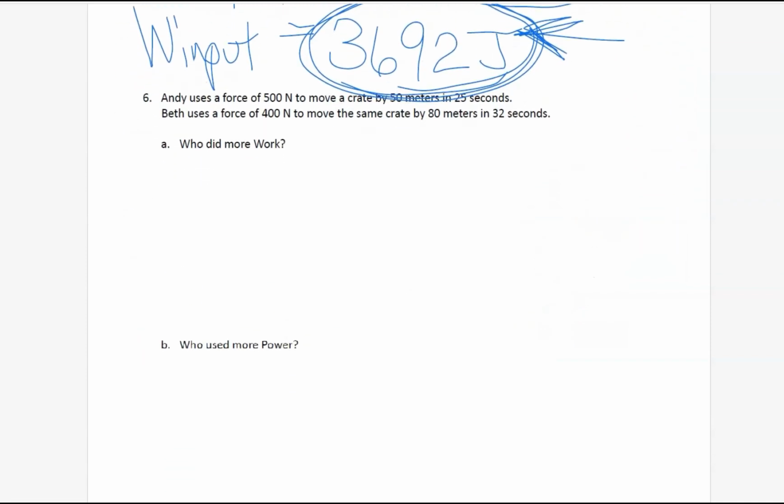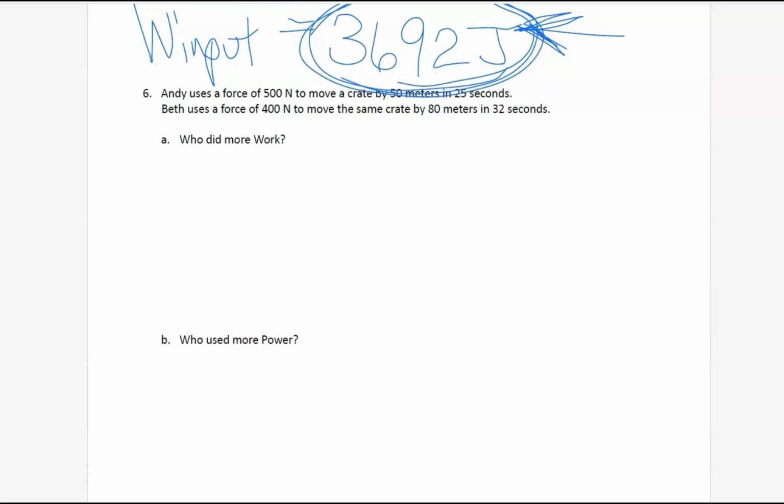All right. Number 6. Andy uses a force of 500 newtons to move a crate by 50 meters in 25 seconds. Beth uses a force of 400 newtons to move the same crate by 80 meters in 32 seconds. Who did more work? Who used more power?